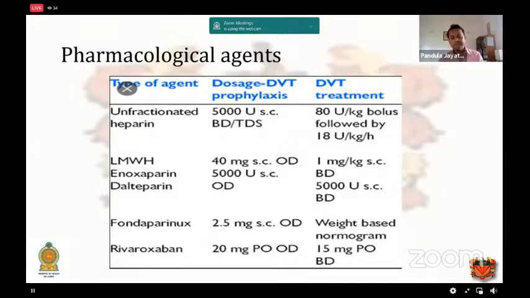And in DVT treatment also, we are using the same drug and with a higher dose. So other options which are not currently much available would be fondaparinux as well as rivaroxaban, which are directly acting on factor 10A, but these are not available widely.